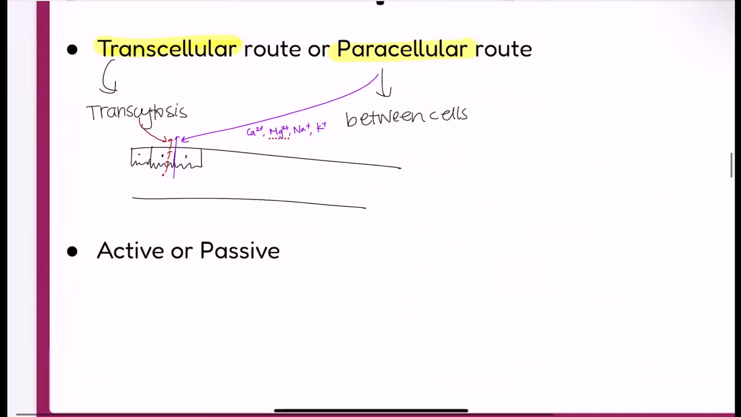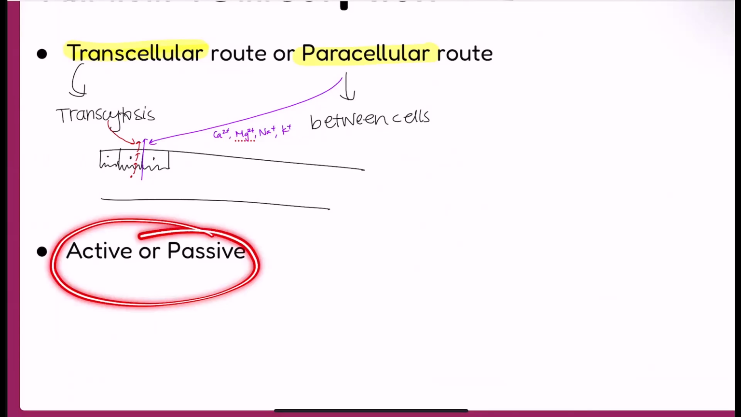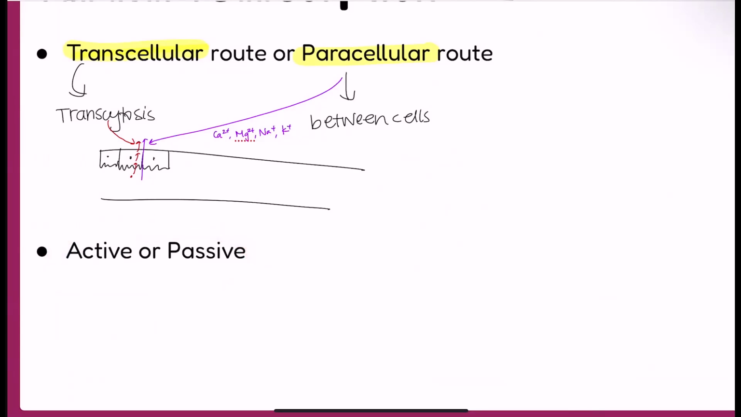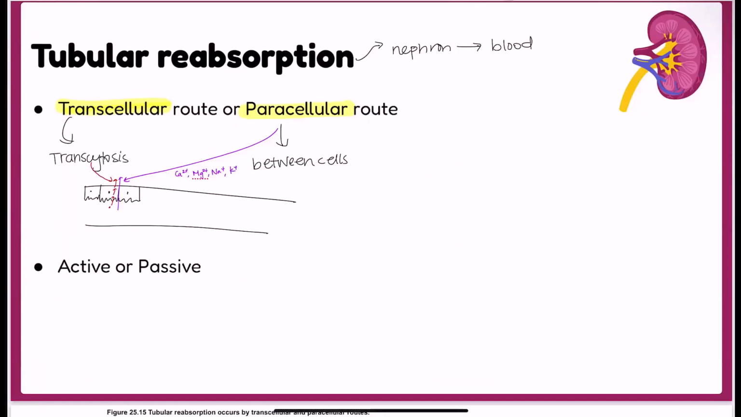So we can move things by transcytosis or in between cells, but that process can also be active or passive. If it's an active process, we need ATP in some step of the process. That's the active part, right? But it can also happen passively by diffusion, osmosis, without the need for ATP. And the thing to remember here is that most tubular reabsorption occurs in the proximal convoluted tubule, mostly in the PCT.